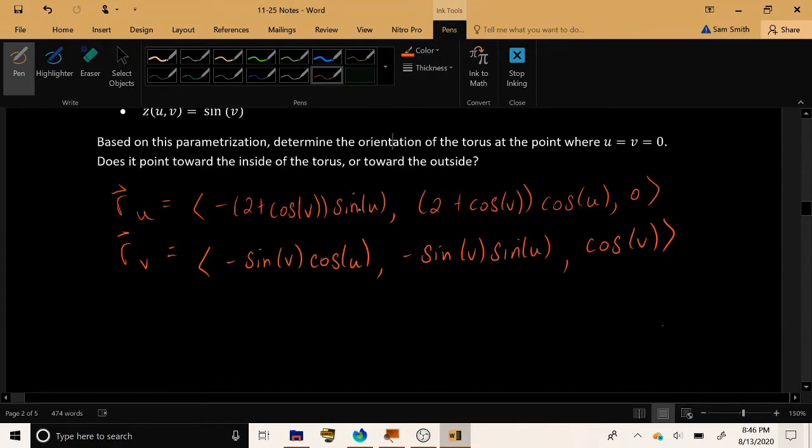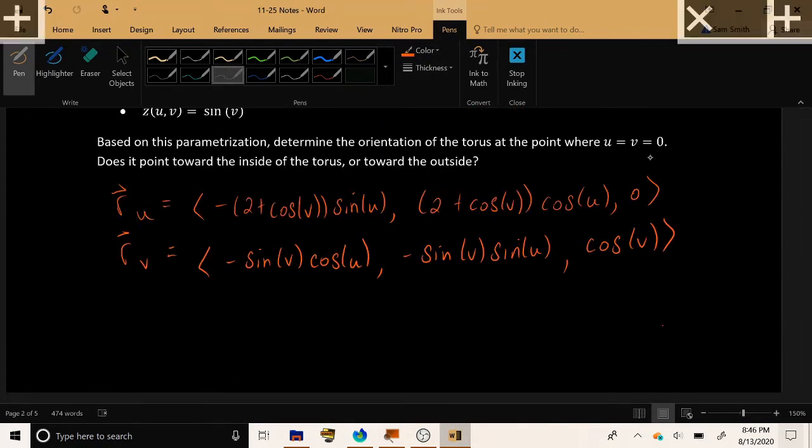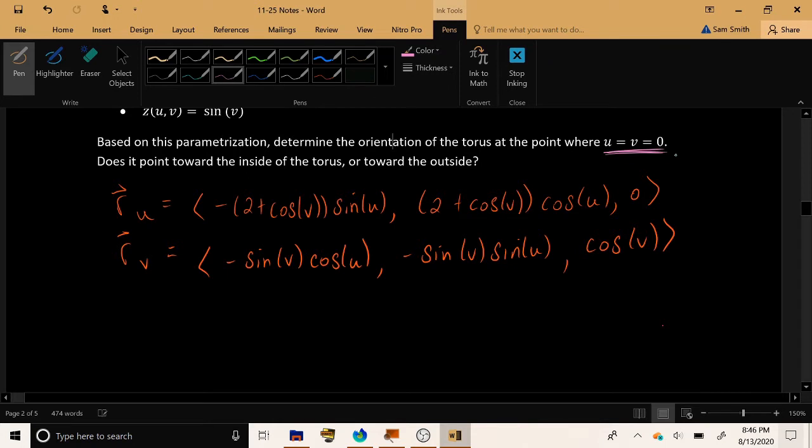Alright, now that the derivatives have been taken, we can go ahead and plug in the point that they're interested in. Remember, when derivatives are involved, you are never able to plug in the point before taking the derivative. Derivatives always have to be taken before plugging in points. Derivatives come first. Alright, so u and v are 0.